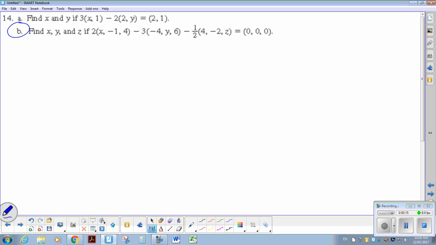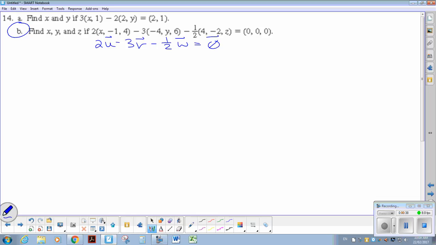What we're doing here is we're looking at an addition question, okay? We are basically saying 2u minus 3v minus 1/2 w is going to equal our zero vector. All right, that's what this question's really asking. We need to find out what x, y, and z are to make that true.